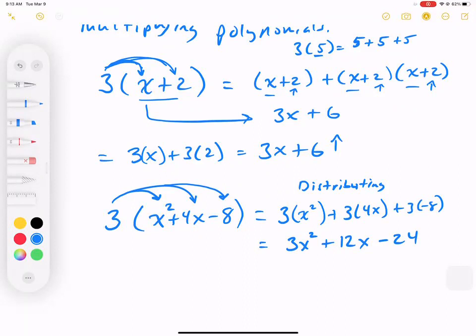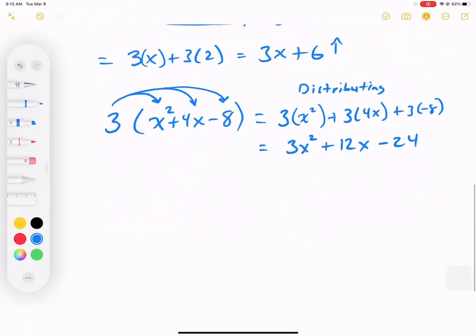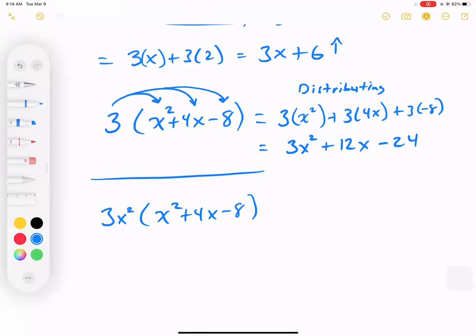Okay. Let's introduce a variable into the mix. What if I say 3x squared times x squared plus 4x minus 8? Now we're going to use a couple of skills that we learned about 2 weeks ago about multiplying exponents. Here we go. I'm going to write this the long way first. 3x squared times x squared. This is just our learning phase. You don't have to do this in your actual work later. Plus 3x squared times 4x plus 3x squared times negative 8.